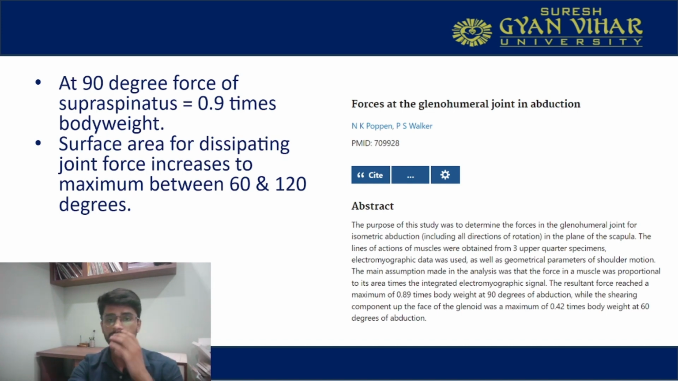So this was seen here. These are the values we got from this study, which was done by N.K. Poppen and P.S. Walker.